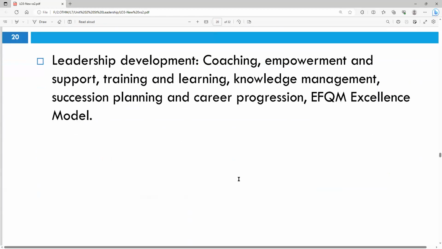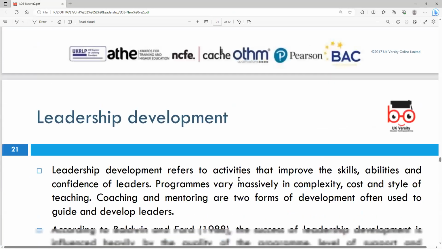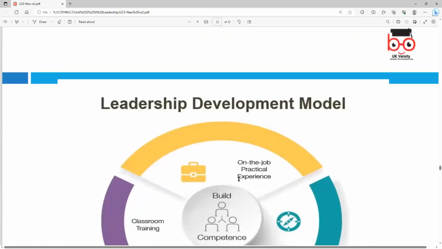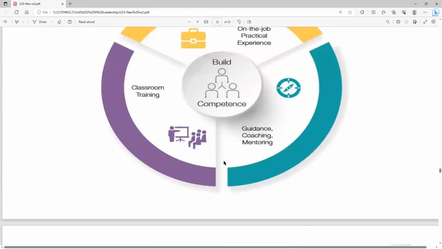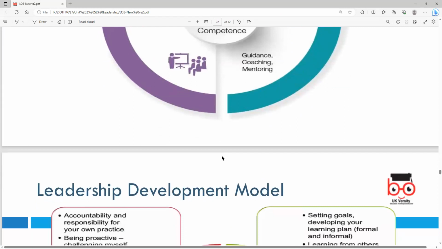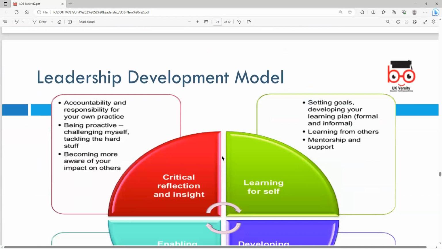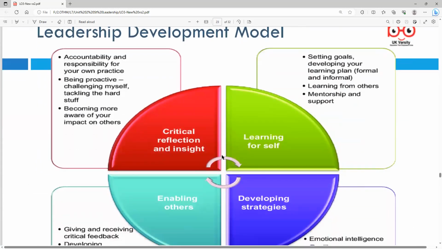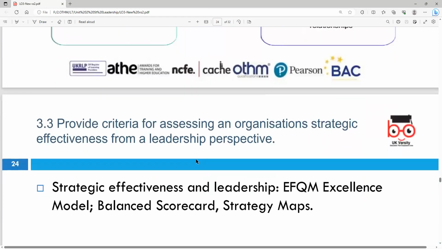So self, others, different strategies, different behaviors, and it can be off the job and on the job, through classroom, through coaching, and through mentoring, and to develop the competencies and requirements of the job. And the main purpose is to develop yourself and develop others as well, by different means. Okay, and you look at these different models in themselves. 3.3 basically looks at the criteria for assessing an organization's strategic effectiveness from a leadership viewpoint.